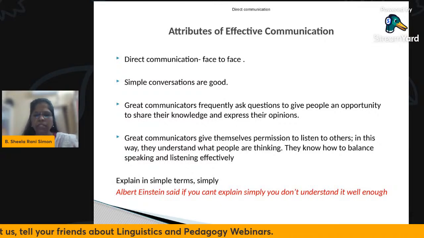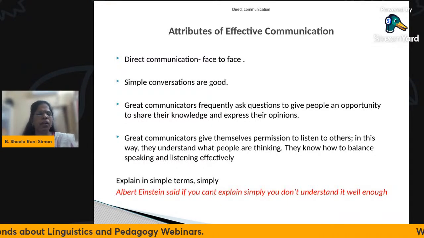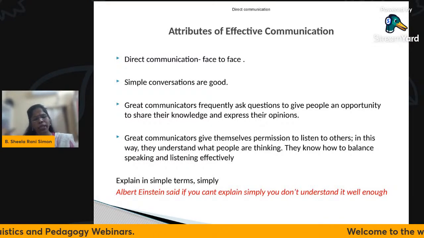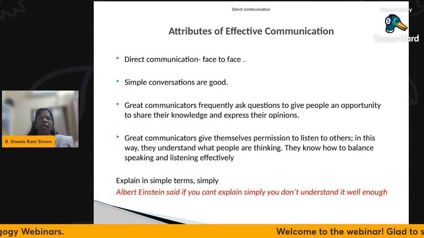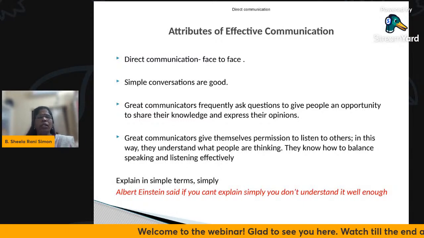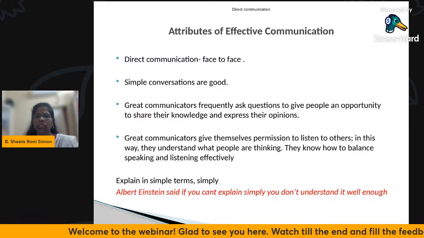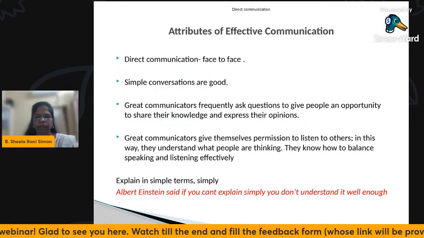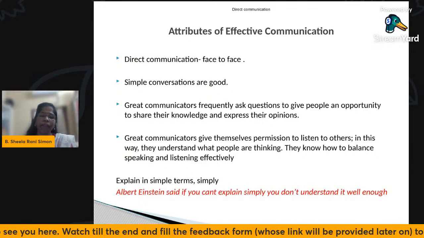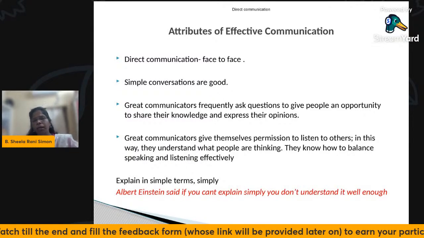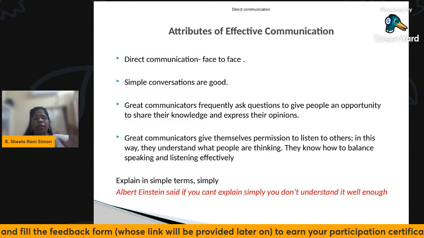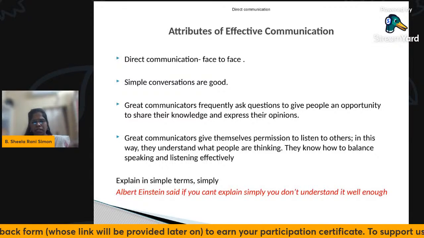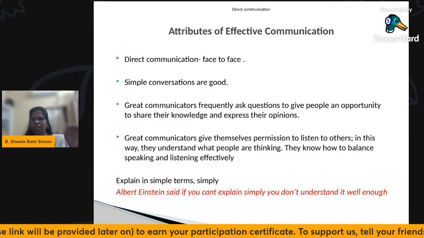We should ask questions and give people an opportunity to share their knowledge. So in a conversation, imagine if A is conversing with B and B is only listening without asking any questions, then it becomes a one-way conversation and it gets boring. So if we have to keep the conversation going, remember in my first slide I told you communication is an art, is a skill, is an art form.